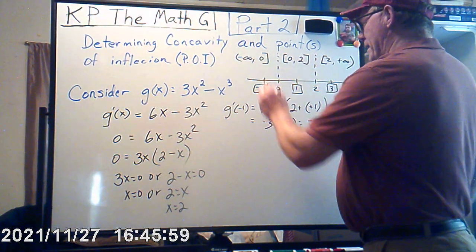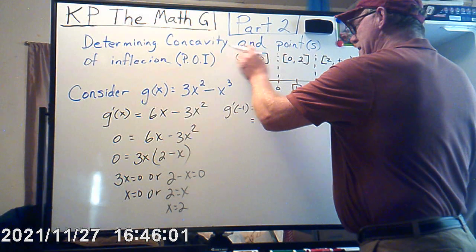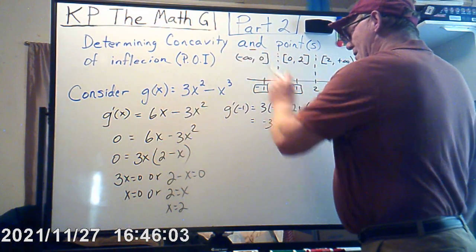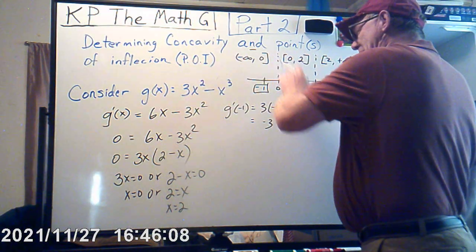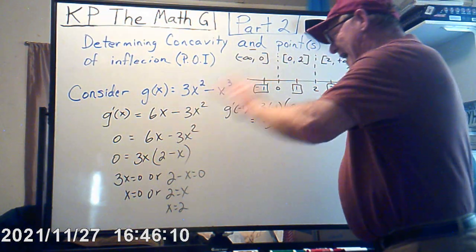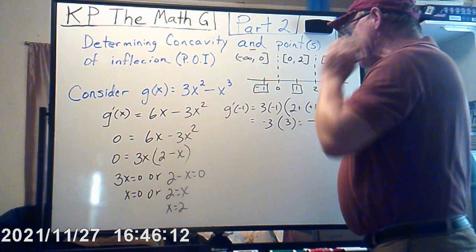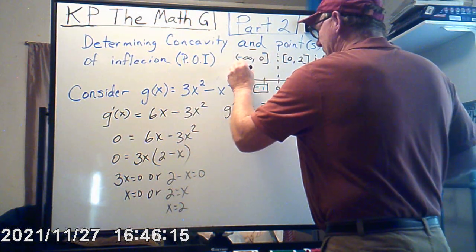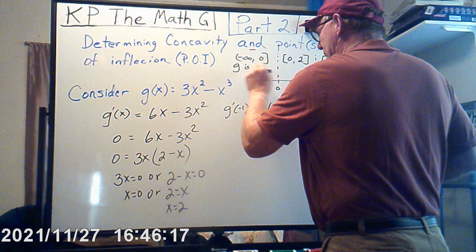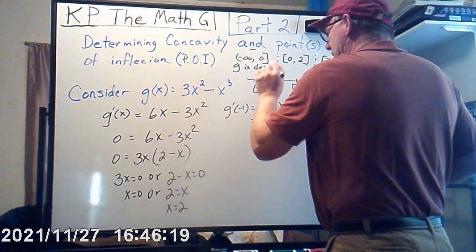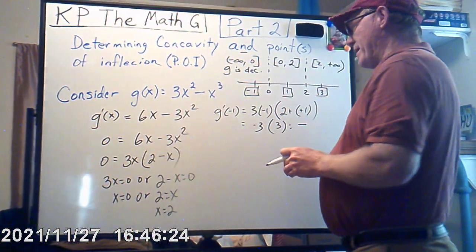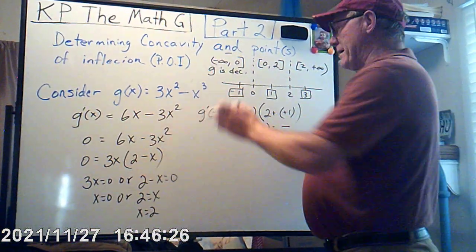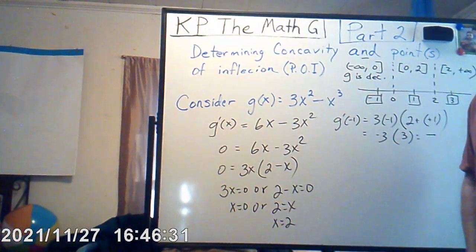Well, what does that mean here? Alright, so in this interval, all these values from negative infinity to 0 are negative. That means that g is decreasing. G is decreasing on this interval, that's what you want to say, from negative infinity to 0. So you're going to have to say what's happening, and you're going to have to say on what interval it's happening.